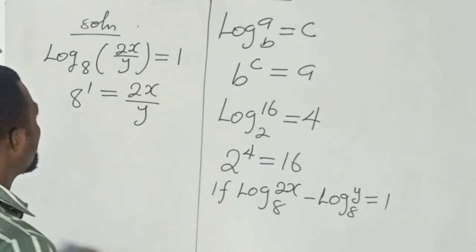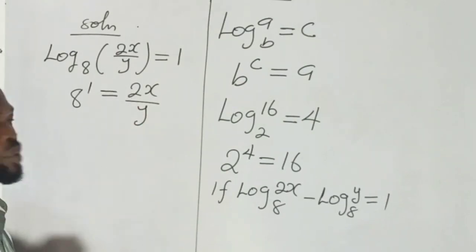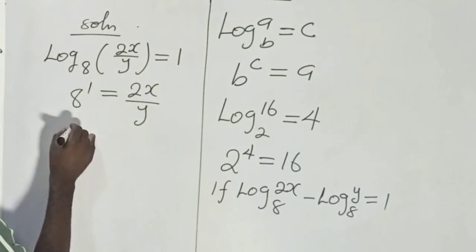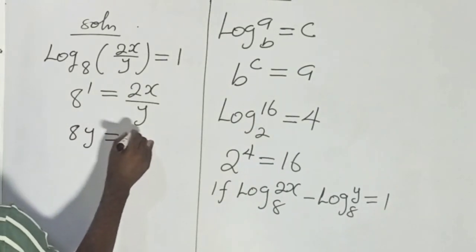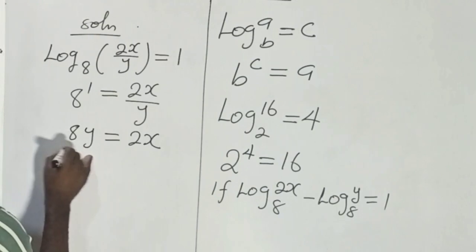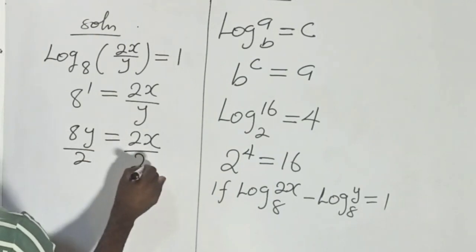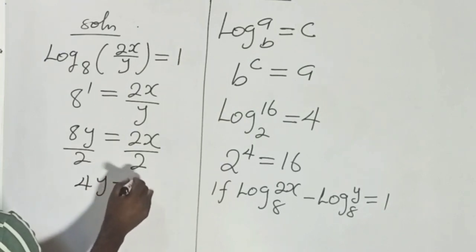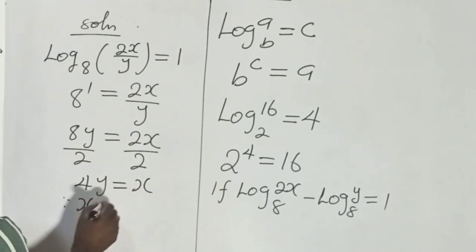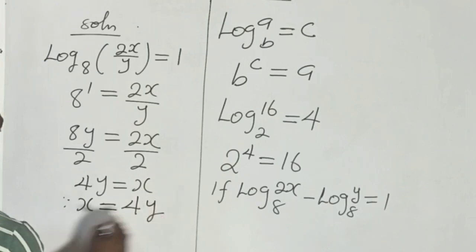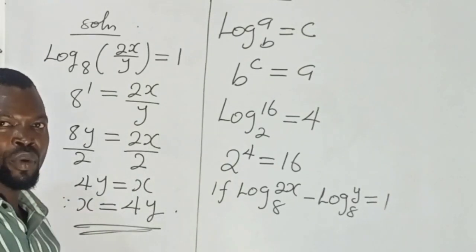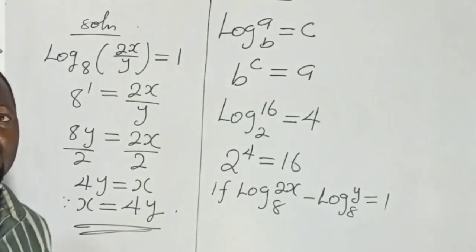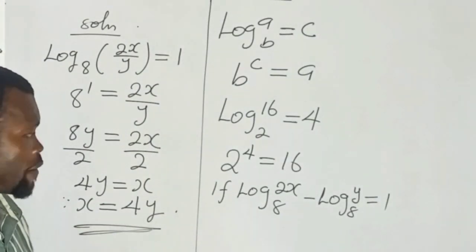We are asked to express x in terms of y, make x the subject of the formula. Cross multiply, we have 8y equals 2x. So when we divide both sides by 2, 8y divided by 2 is 4y, equal to x. Therefore, x is equal to 4y. Very simple with the knowledge of this conversion. And this is actually a further mathematics past question.